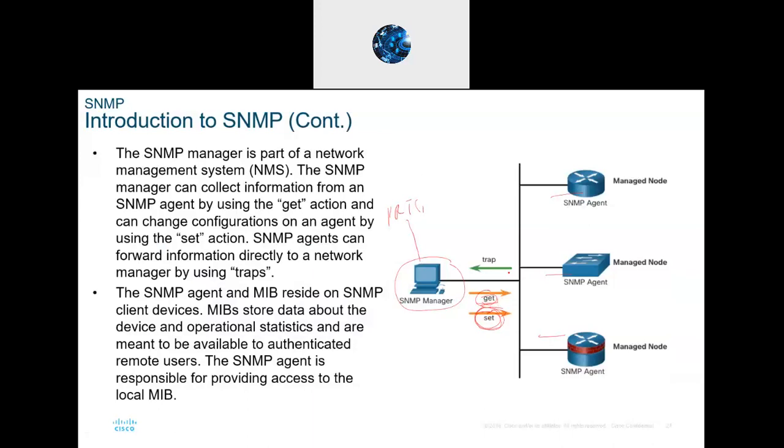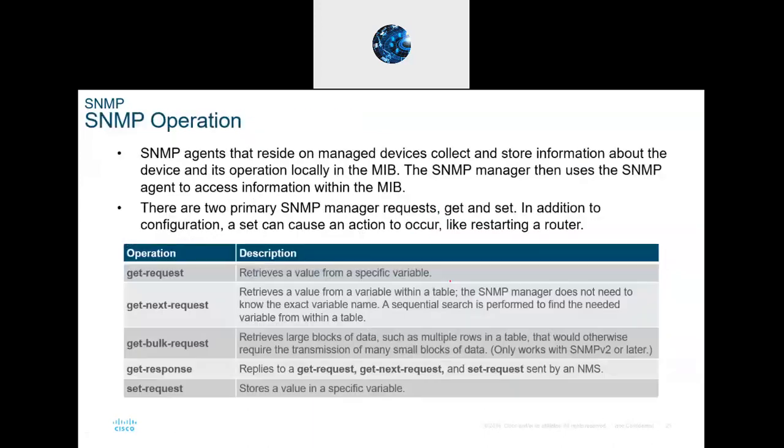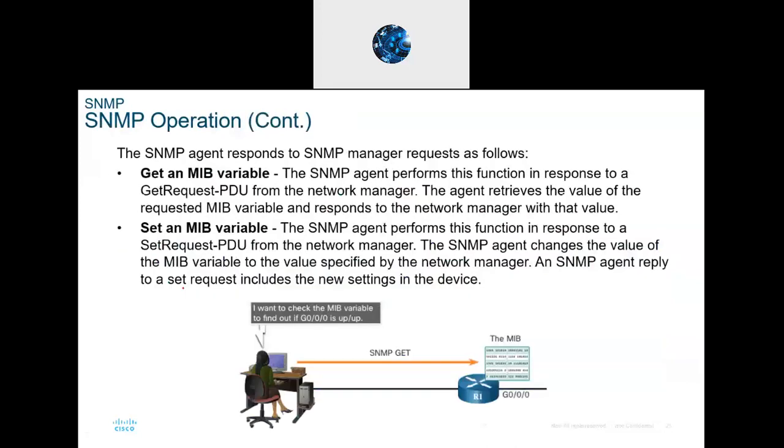And what will the SNMP agents send? They will in turn send a trap. A trap is like, this is what we got for you. And it will be displayed to you here in the form of a graph. So look at it. These are still the operations of SNMP.